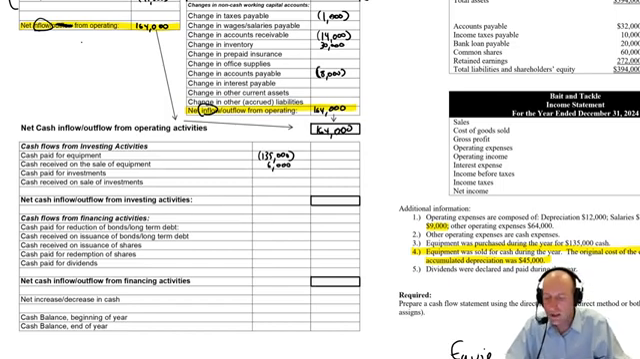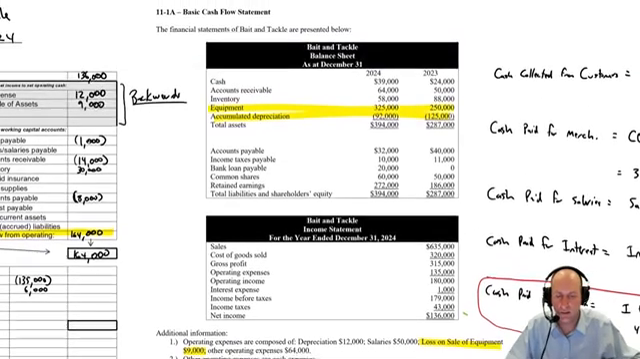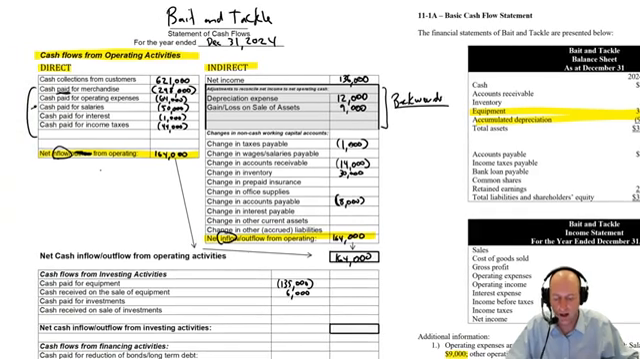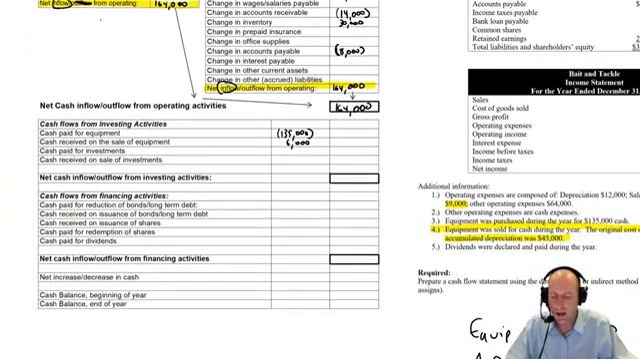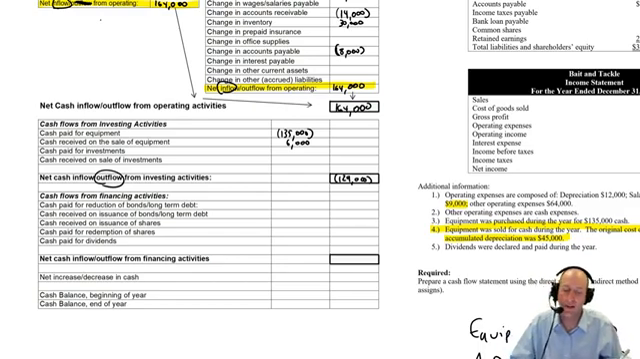So we got $6,000 for selling our equipment. Now, we did not have investments, right? I would be looking under long-term assets, below the inventory, maybe above the equipment or in that ballpark. I didn't have any. So no cash paid, no cash received on sale. 135 negative plus 6 gives us a negative $129,000. This is a cash outflow from investing activities.